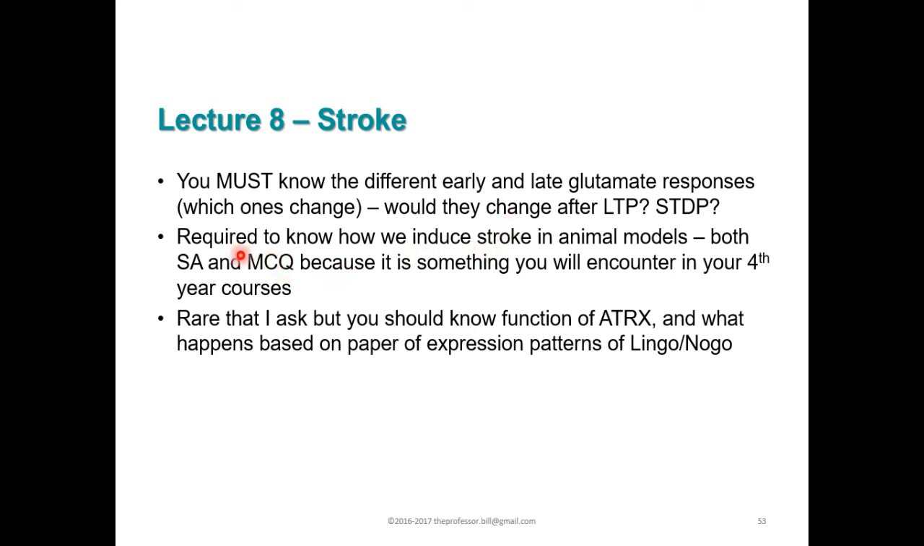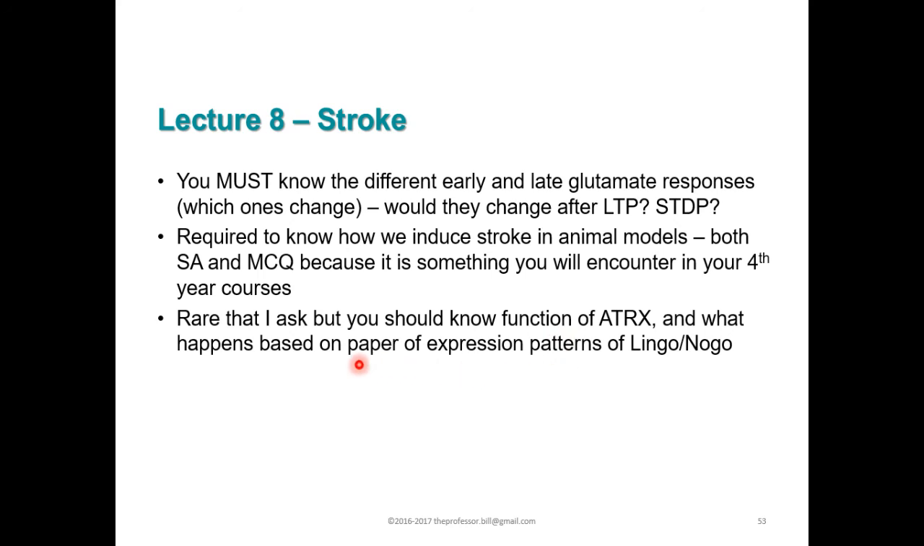I'm going to tell you in advance that you are required to know how we induce stroke in different animal models. So I went through about 5 or 6. You don't need to know and memorize all 5 or 6, but you should be able to tell me about most of those. Again, you'll see this both on short answer, and you'll be able to relate this back on a multiple choice test question. You're going to see these in other fourth year courses, so I want you to make sure that you know those.